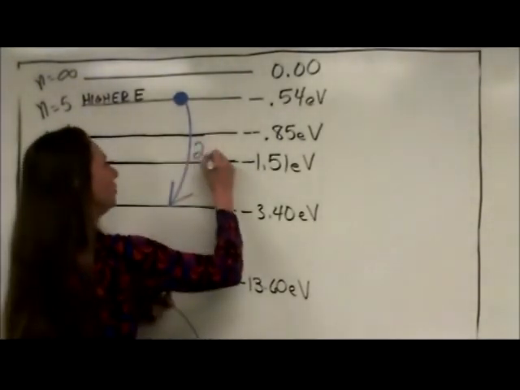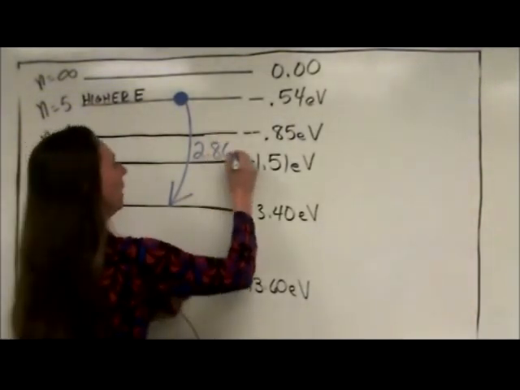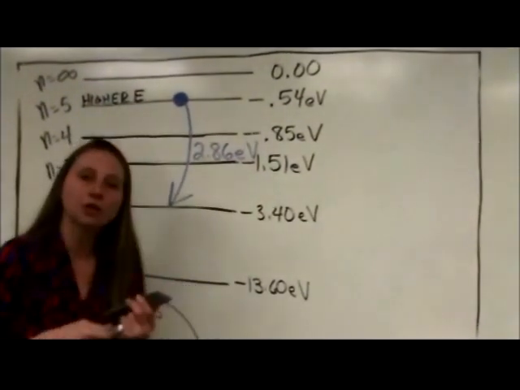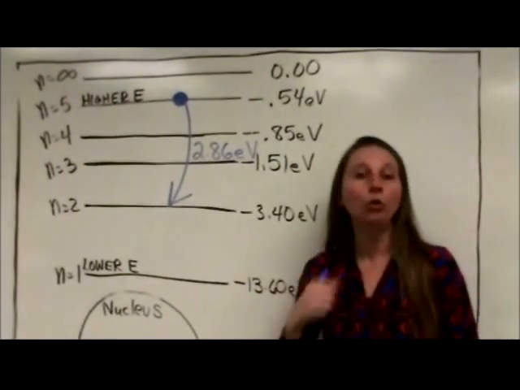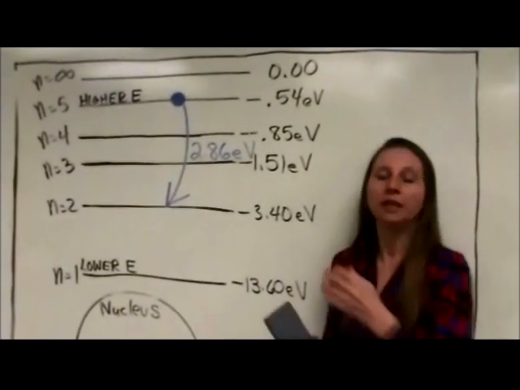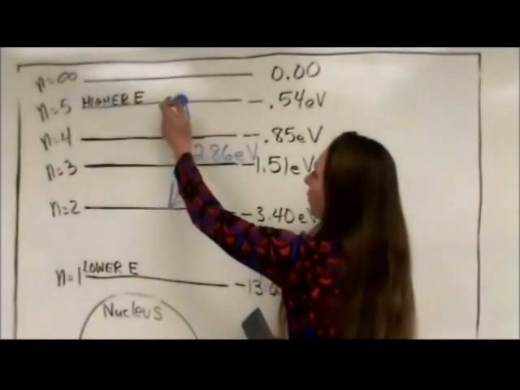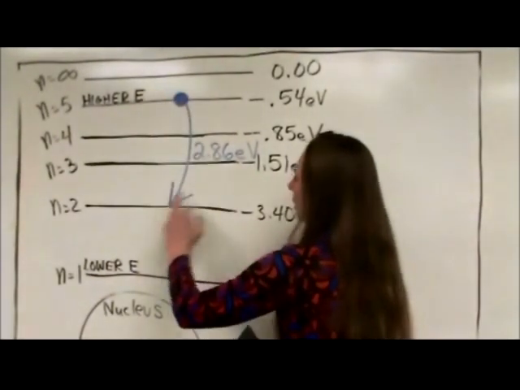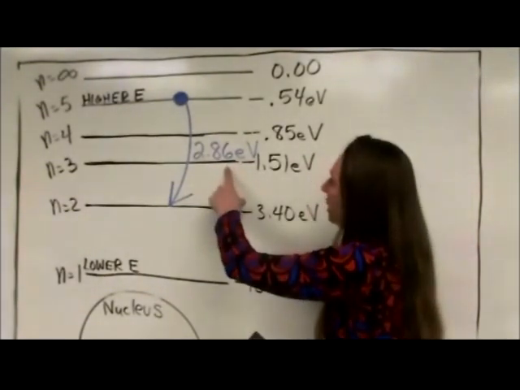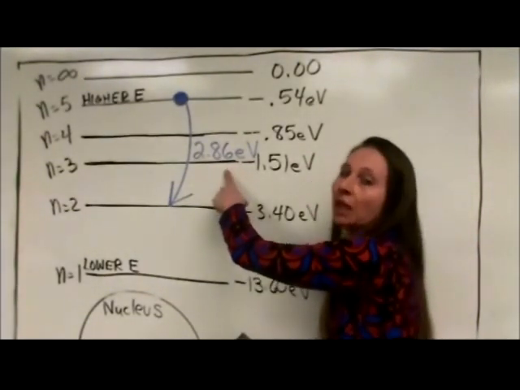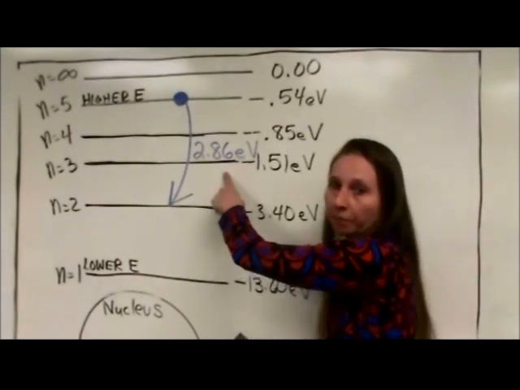Now, the interesting thing about electrons falling back and giving off energy is that the only kind of energy they give off is light. What will happen is when the electron falls from here to here, it will give off a photon of light with exactly 2.86 electron volts of energy.